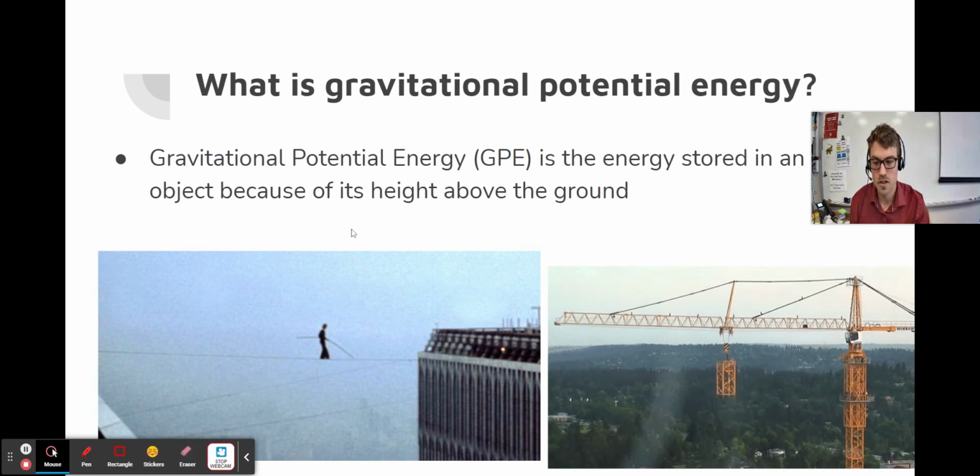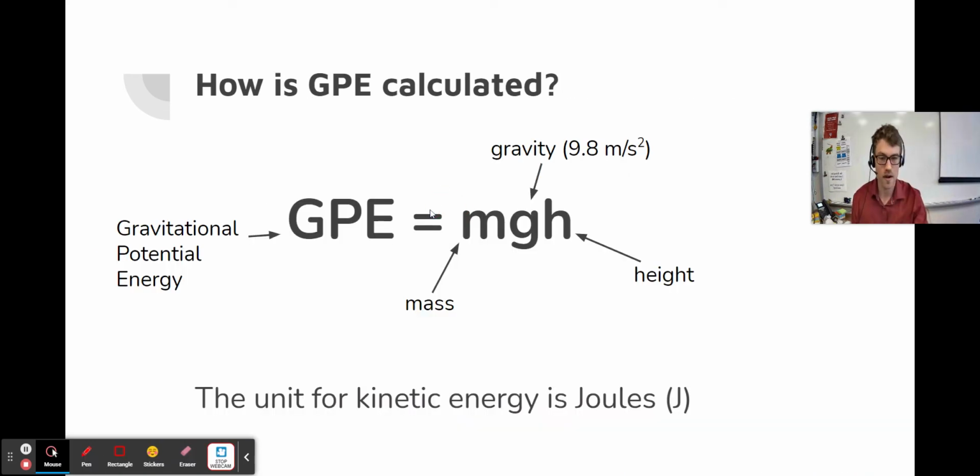Because of that, gravitational potential energy is calculated using this equation. GPE is equal to mgh. M is mass, which again is going to be measured in kilograms, and height is in meters, because it's a distance. Basically what we're saying is that the higher you are above the ground, or the bigger the object you are, the more gravitational potential energy you have.